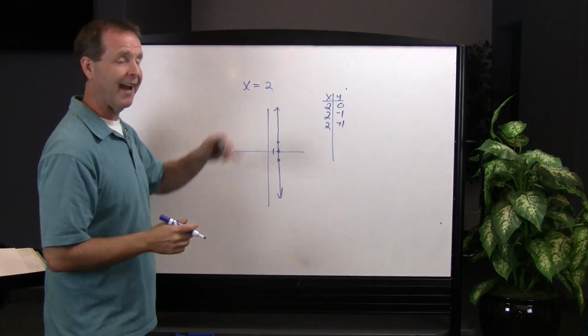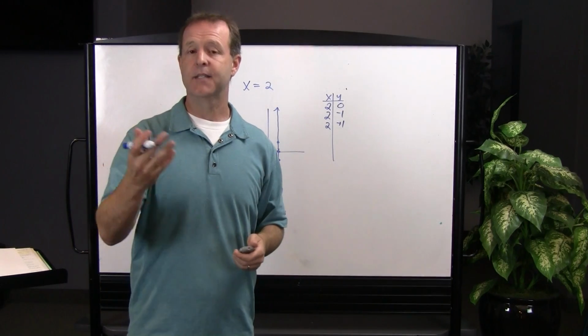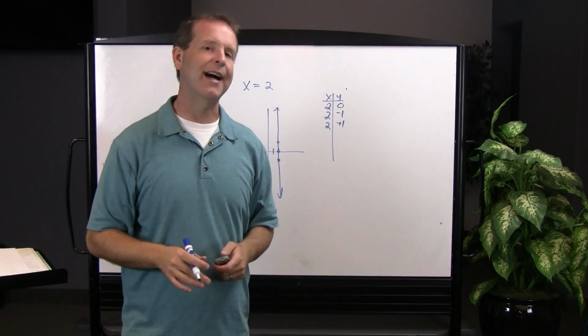So this graph of x equals 2 is in fact a vertical line. And as bonus points, notice that it's not a function.